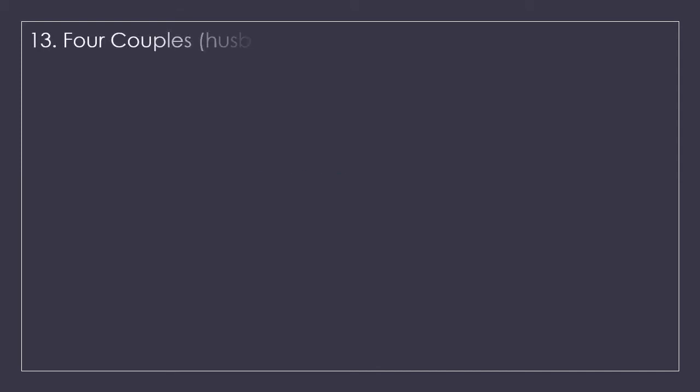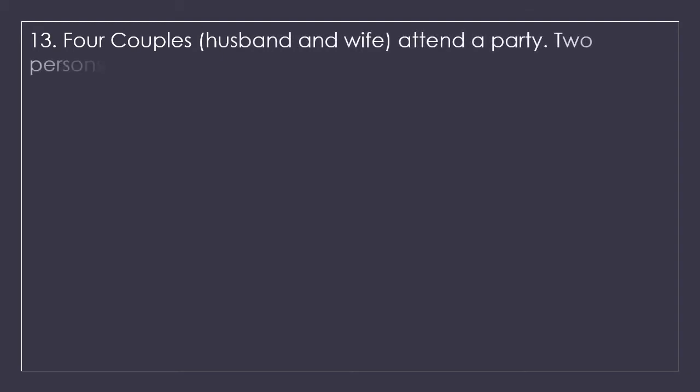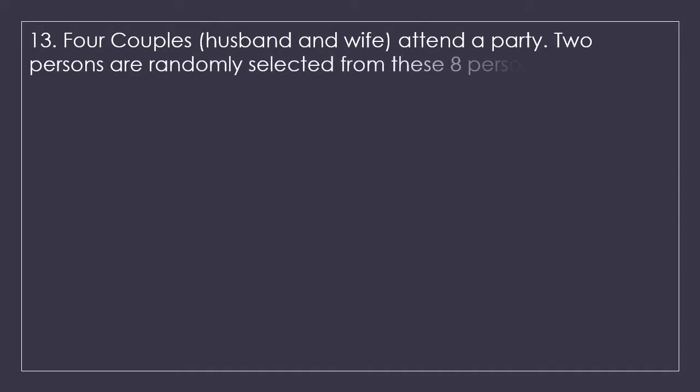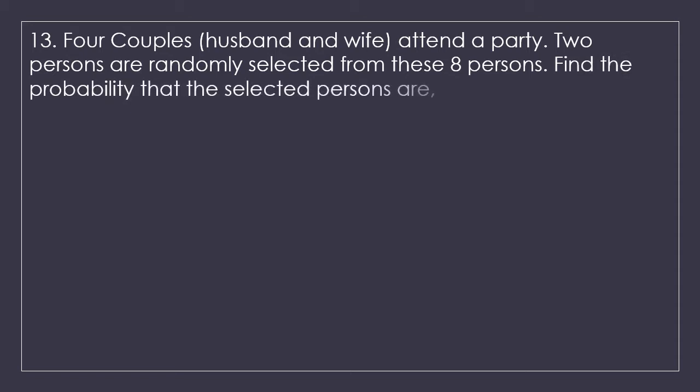Question number 13. Four couples, husband and wife, attend a party. Two persons are randomly selected from these eight persons, and then we have to find the probability that the selected persons are. Now, four couples means 8 people are there, and we are supposed to select two people. So, before we move forward towards the question, let us find out the total outcomes here.